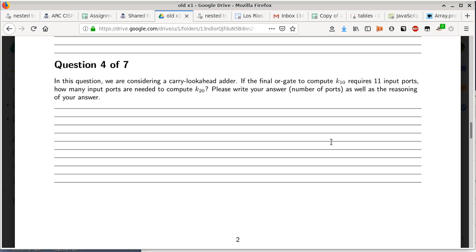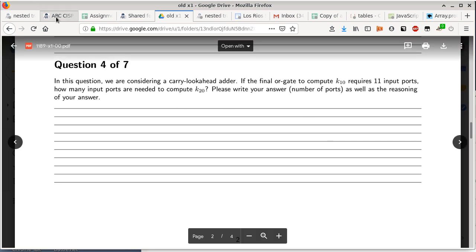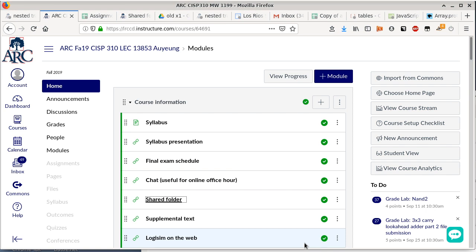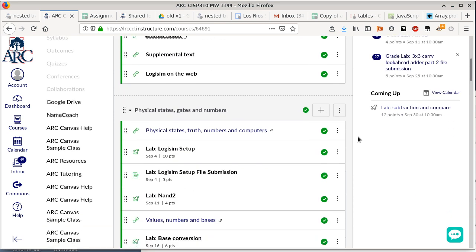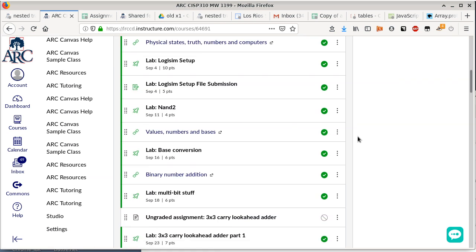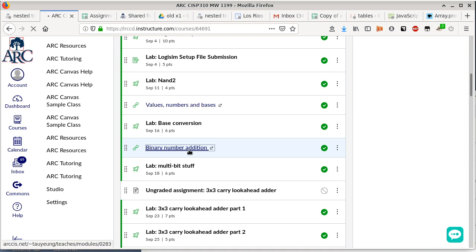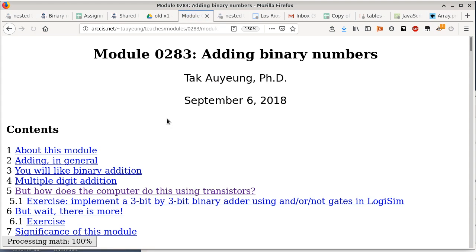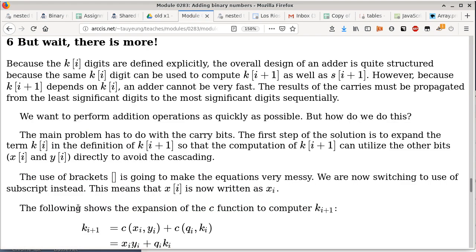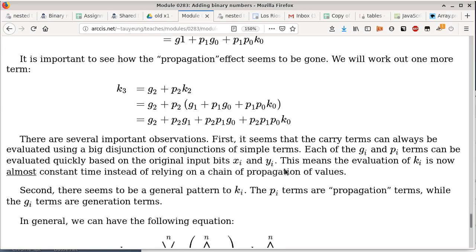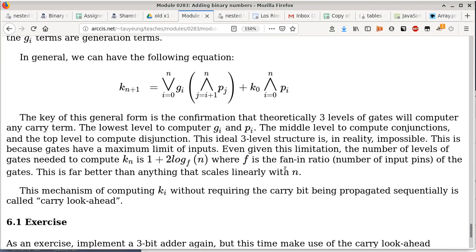Okay, so let's go ahead and take a look at the notes, because what we need to do is to find out which part of the notes is relevant. All right. So we go back to the notes, and it is the big OR and the little OR after that that is important. So we need to go to binary addition, and go all the way to section 6 and go all the way to the generalized equation here.